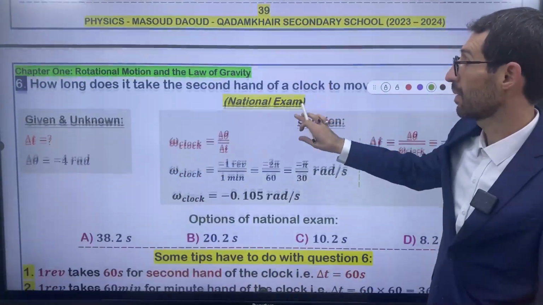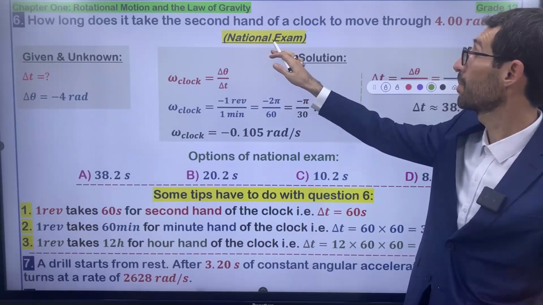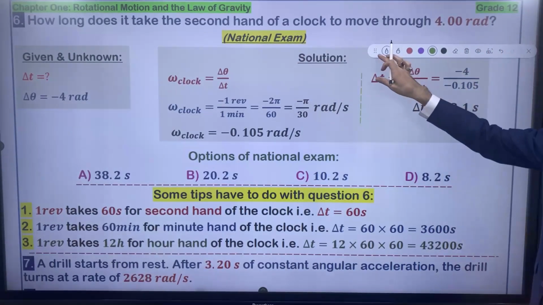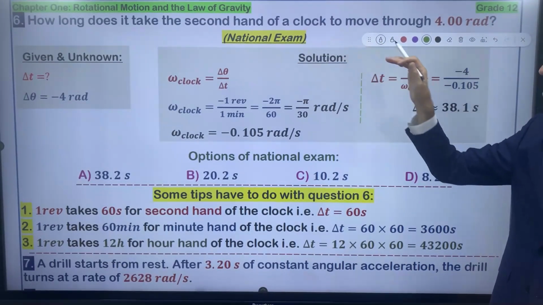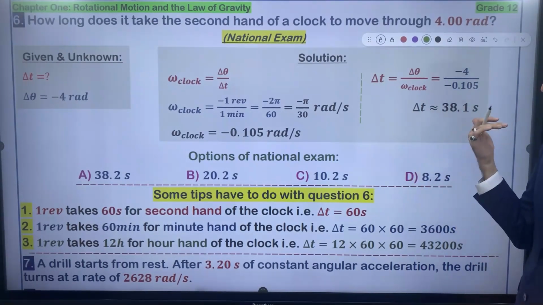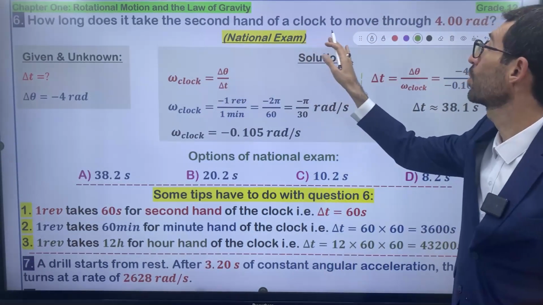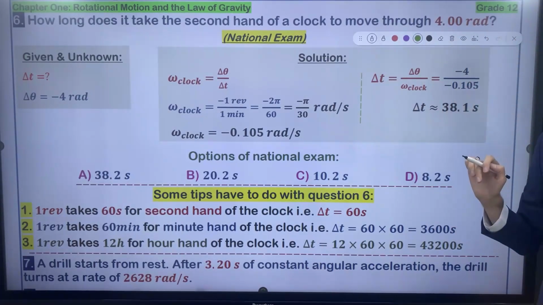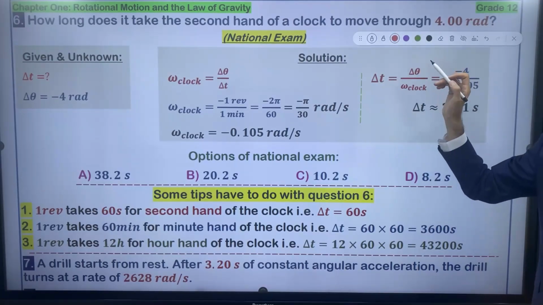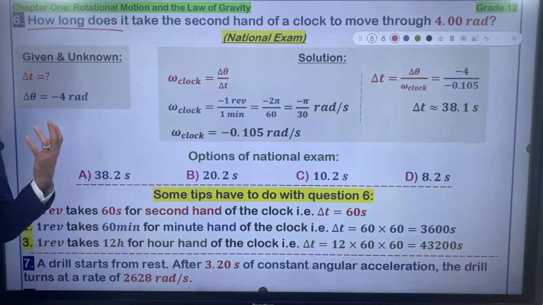Question number 6 is a problem, and this problem is actually a question from the national exam. I have seen this question in the national exam over and over again, right? Let's read it for you. It says, how long does it take the second hand of a clock to move through 4 rad? How long does it take? Whenever you hear this phrase, this term, how long, right?